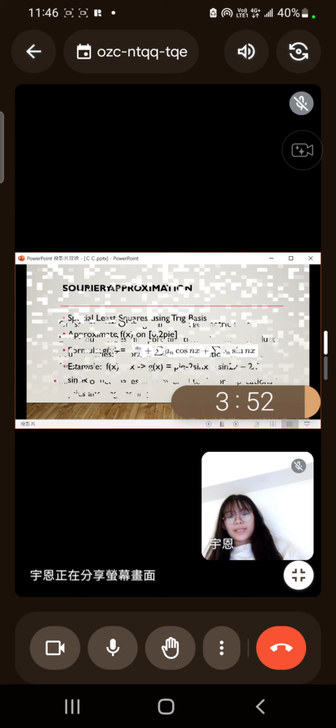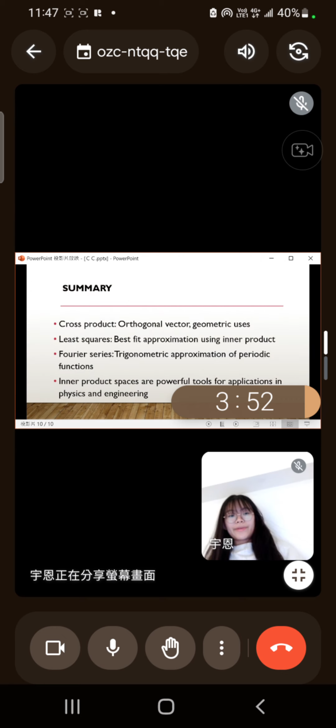And last of all is the summary. To recap, the cross product helps us work with 3D geometry and physics. The least squares approximation gets the best fit functions in a chosen subspace, and Fourier approximations extend this idea using sine and cosine functions to periodic behavior. Together, these applications show how inner product spaces provide both geometric and analytical power in mathematics.